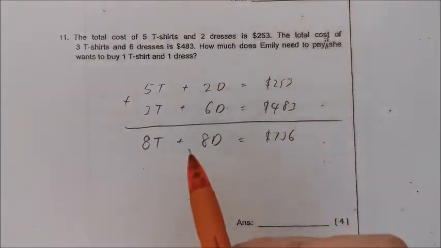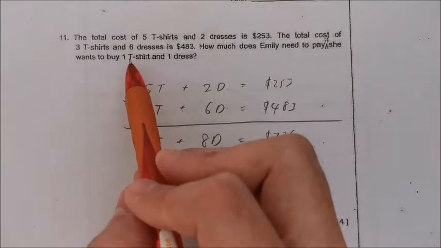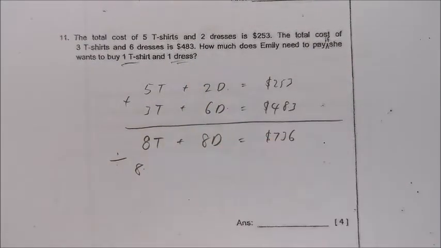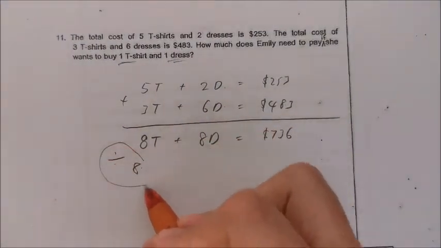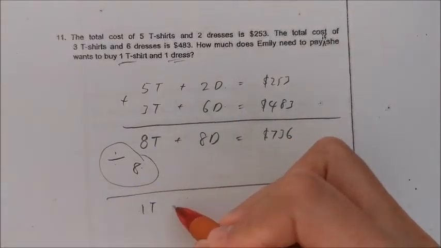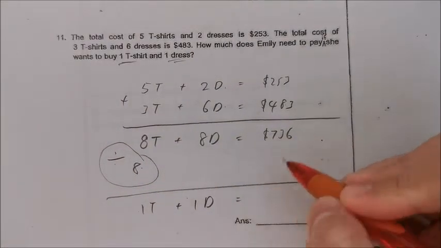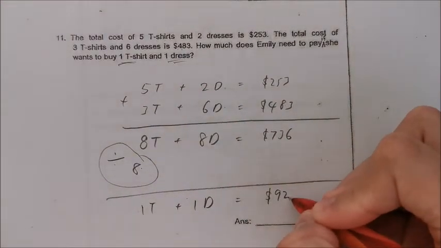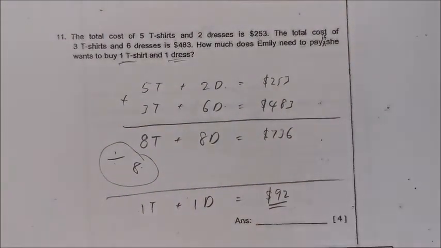736. So guys, if I have 8 t-shirts and 8 dresses, how can I get 1 t-shirt and 1 dress? It's just divided by 8. Okay, so when we divide by 8, I will have 1 t-shirt plus 1 dress. And of course, the total amount I also have to divide by 8. I'll get 92. So that's the answer.